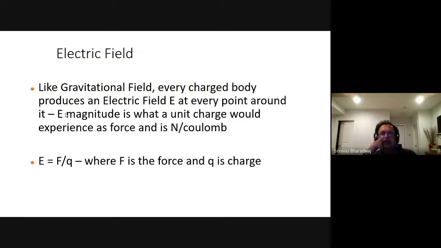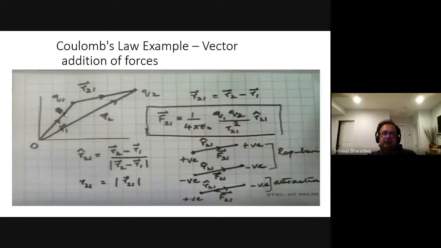So electric field, like gravitational field, every charged body produces an electric field at every point around it, and E magnitude is what a unit charge would experience as force, in newtons per coulomb, right? So Coulomb's law is pretty straightforward. And you can solve any number of problems with Coulomb's law if you understand force and basically Coulomb's law. So that's all you need to know.